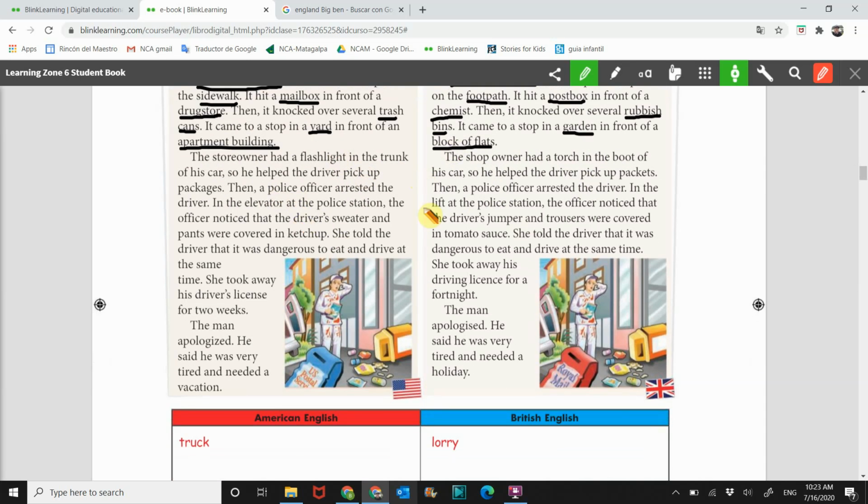So let's continue doing that here. So here we would say store owner and flashlight and trunk. So store owner, they say shop owner. Flashlight, they say torch. And instead of trunk, they say boot, in the boot. And then we have packages, and they say packets. Then a police officer arrested the driver, so that's the same. In the elevator, they say lift.